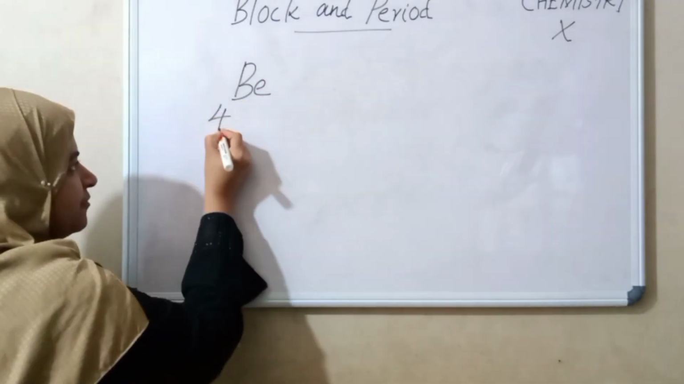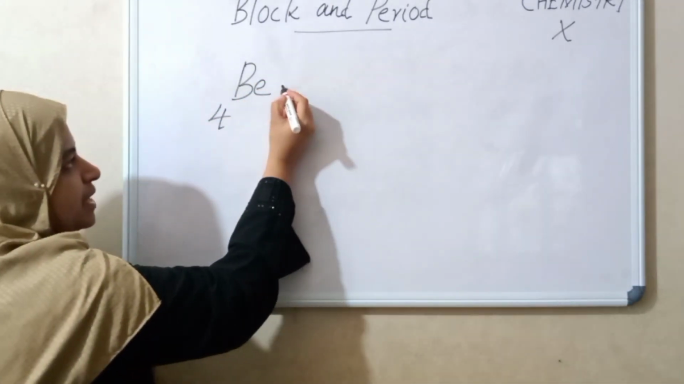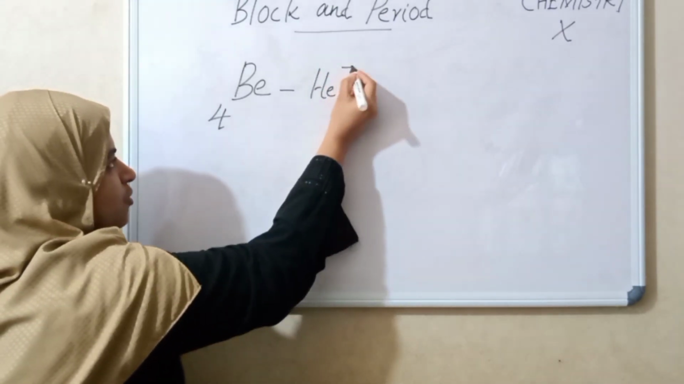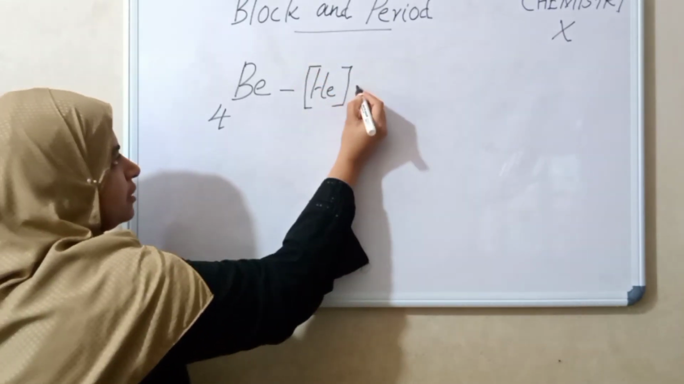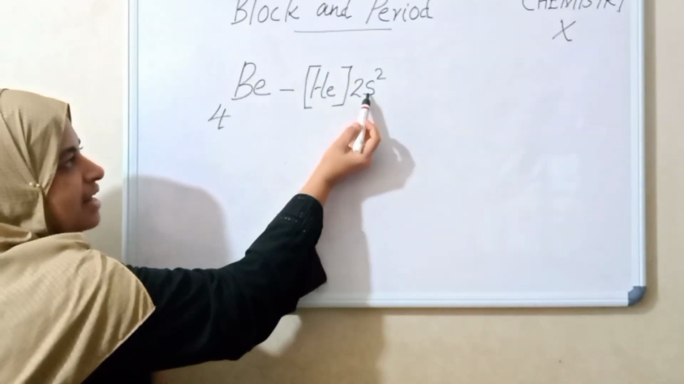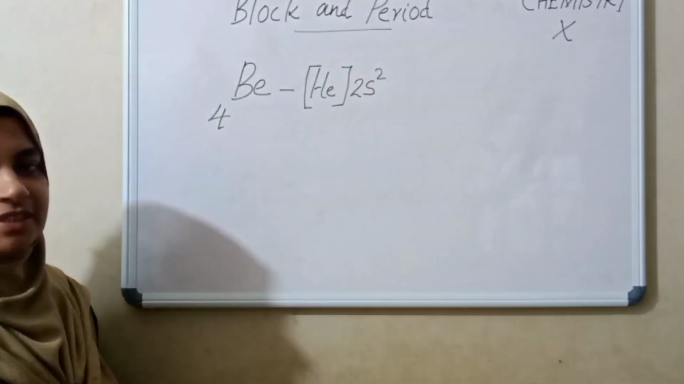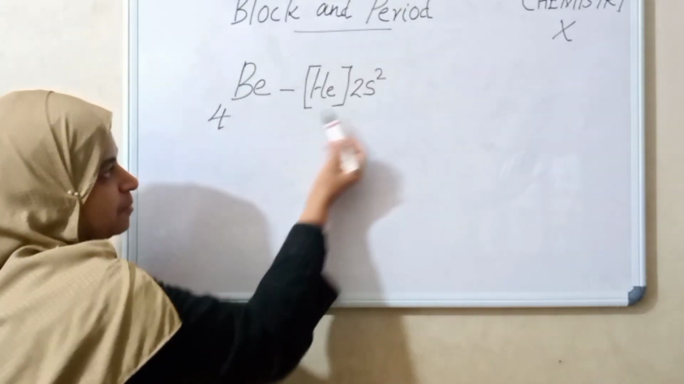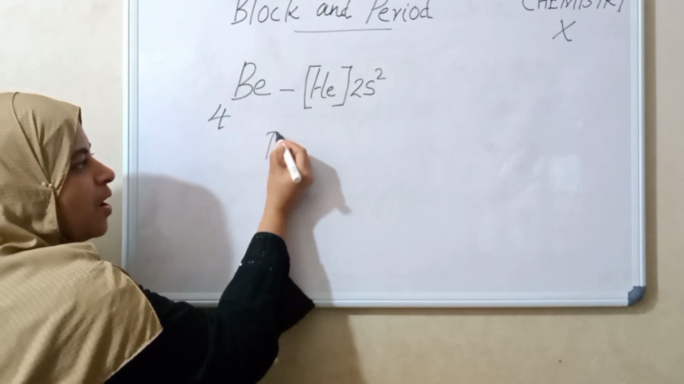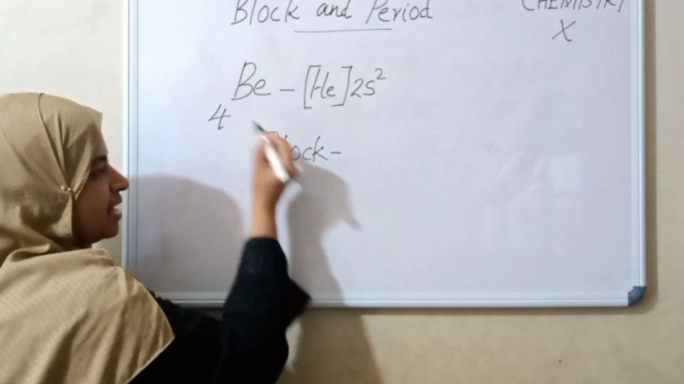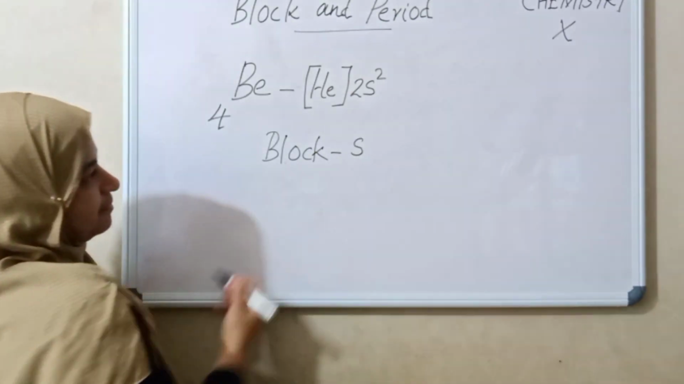Atomic number 4. This can be written in short form as helium in square brackets, then 2s2. Look here, in which subshell is the last electron added? That is the S subshell. Therefore, the block is S. The block of beryllium is S.